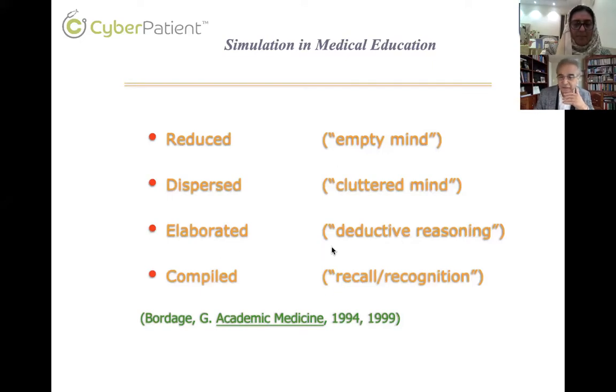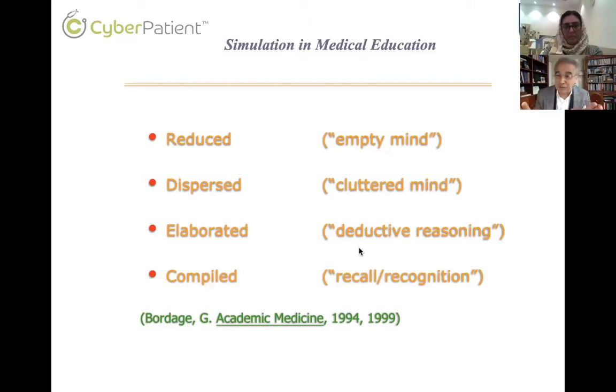But elaborated thinking, which is based on deductive reasoning, is the one that we teach our students, how to do clinical reasoning. So we ask them to take a history, to do a physical examination, and then based on that, to do specific lab tests and come up with a clinical decision. So clinical decision making is based on elaborated thinking. But this is mostly done for freshmen, for students who just started medicine.